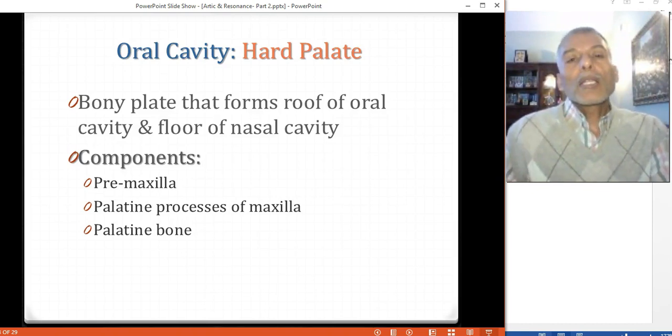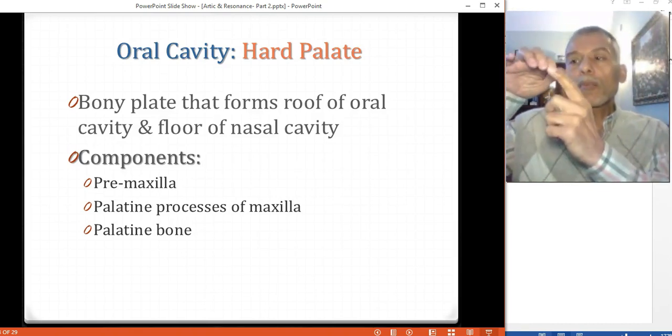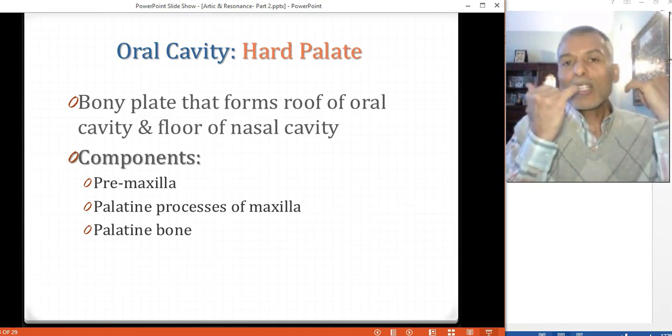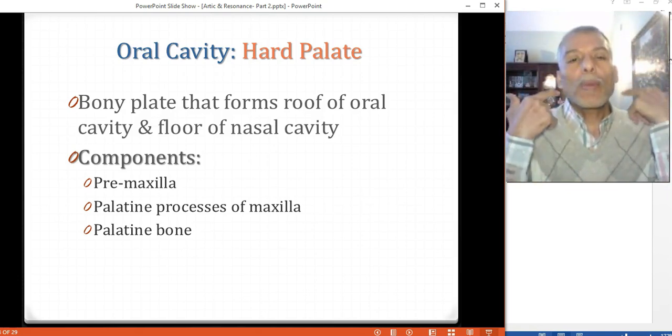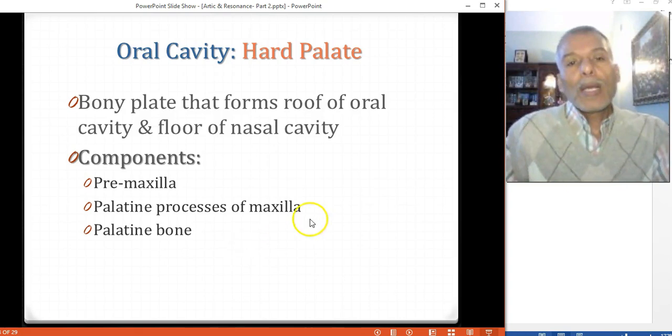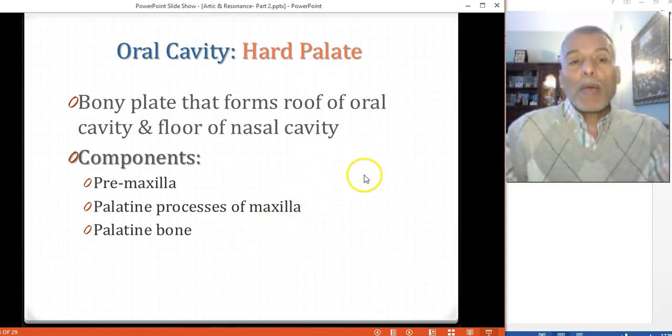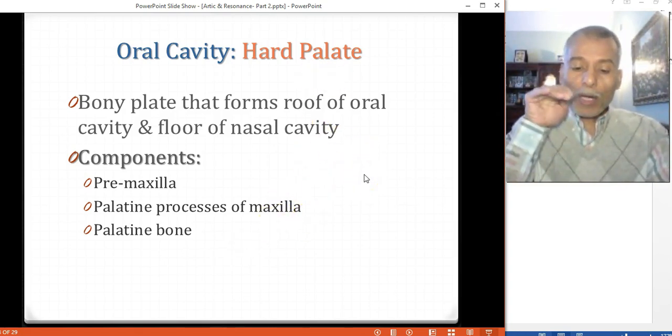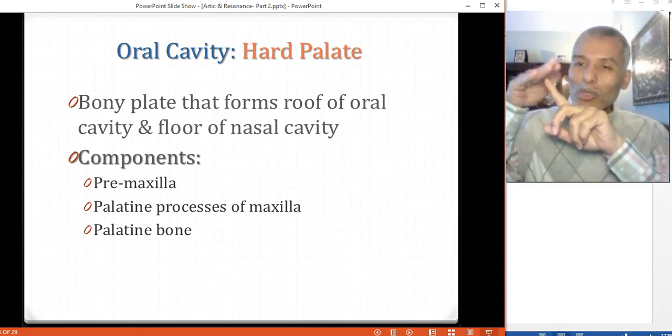So let's look at the roof of the mouth, beginning from the two broad front teeth here, and then we go back and trace it backwards. And the first part is the hard palate, which is the part of the roof of the mouth that actually has bone in it.